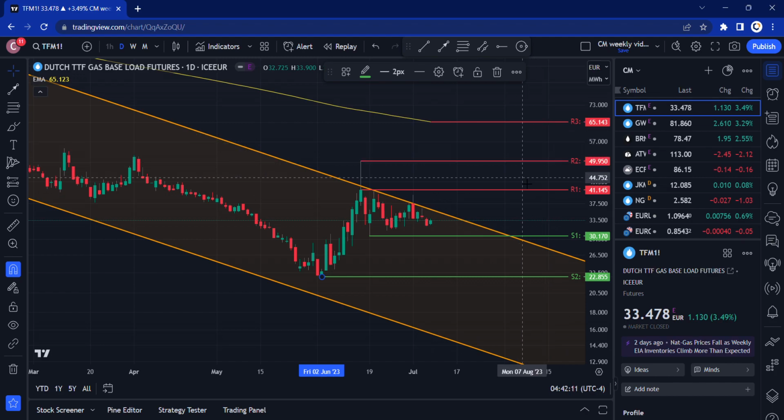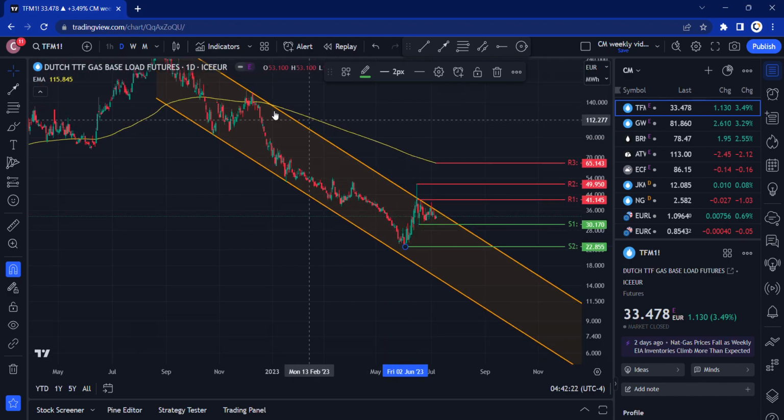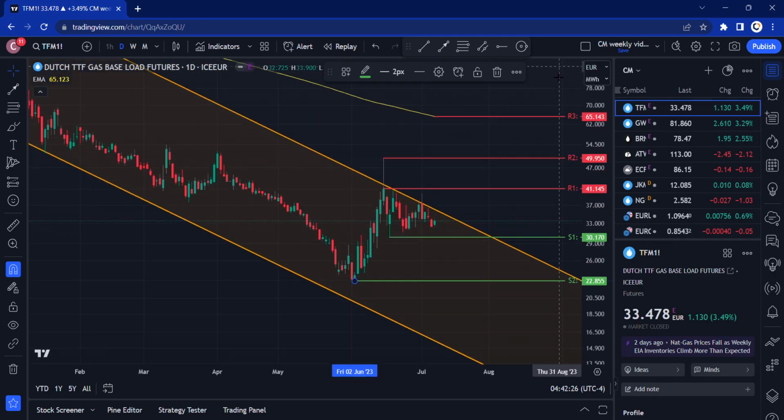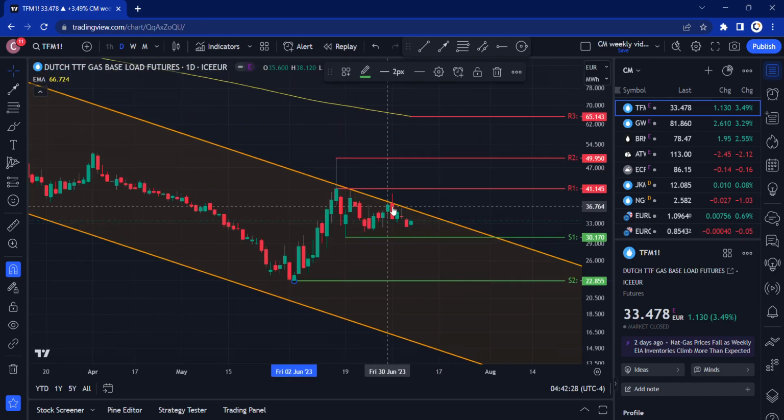All right. Now we are in a near-term sideways trend. A little bit of a congestion here with the potential to move higher, potentially to test the 200-day exponential moving average resistance. If we were to break lower, however, we would simply continue in this mid-term downtrend channel.